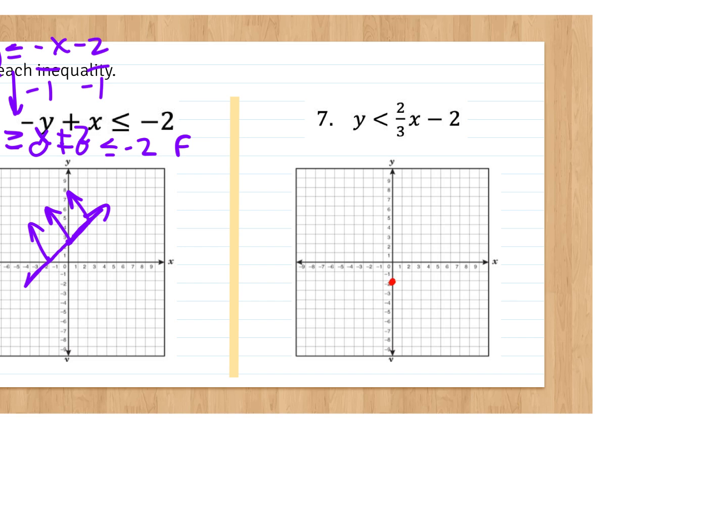So start off with -2, up 2 over 3, up 2 over 3, dotted line. Test 0, 0. Is 0 less than 2/3 of 0 minus 2? Is 0 less than -2? False. I'm going to shade away. And if you just want to draw arrows to indicate which way you're shading, I'm perfectly okay with that.